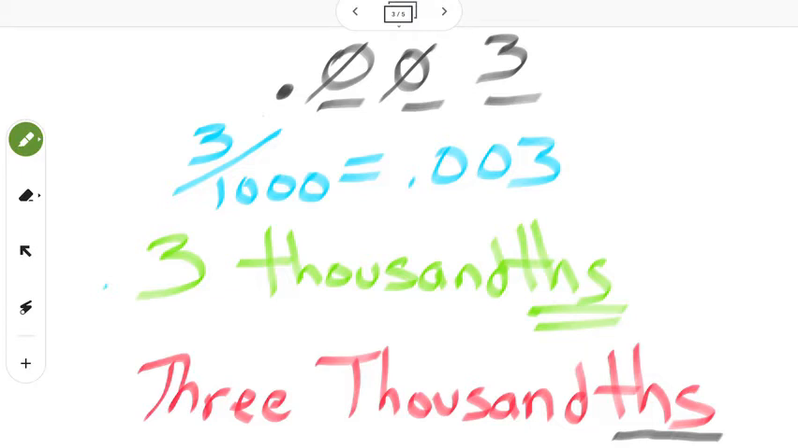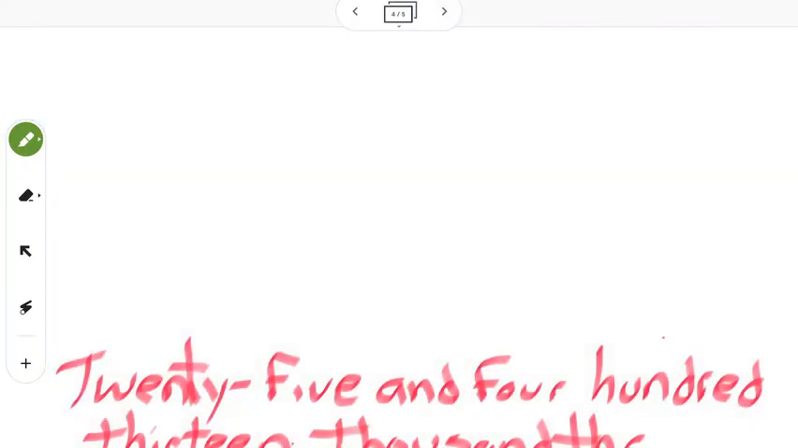So let's try another one. And again, I started with word form. It's 25 and 413 thousandths. So let's look at the word form really quickly. And you might notice there's something that's not a number in here. It's the word "and." When you see that, that designates the decimal point.